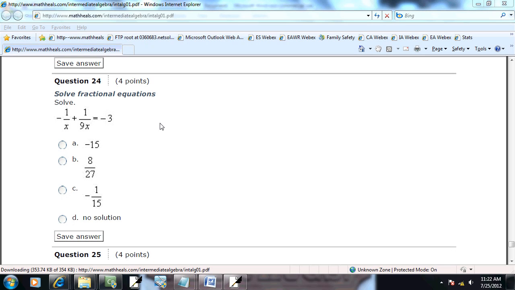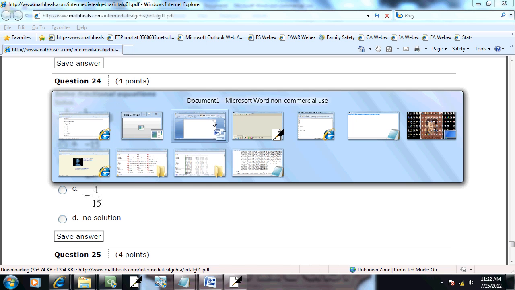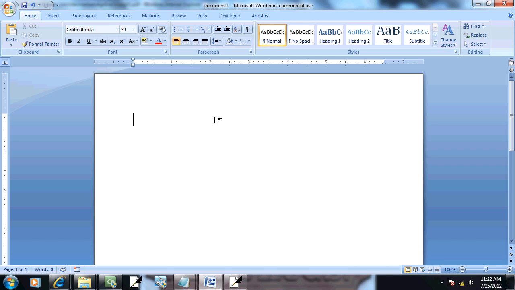Let's take a look at number 24. Technically, these are rational equations. So I'm going to put the steps down there, but this is such a simple rational equation that we're not using most of these steps. So, solving a rational equation.